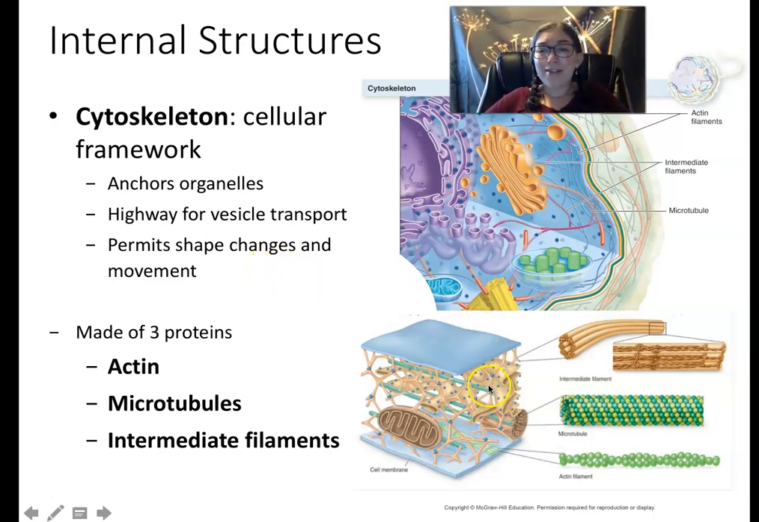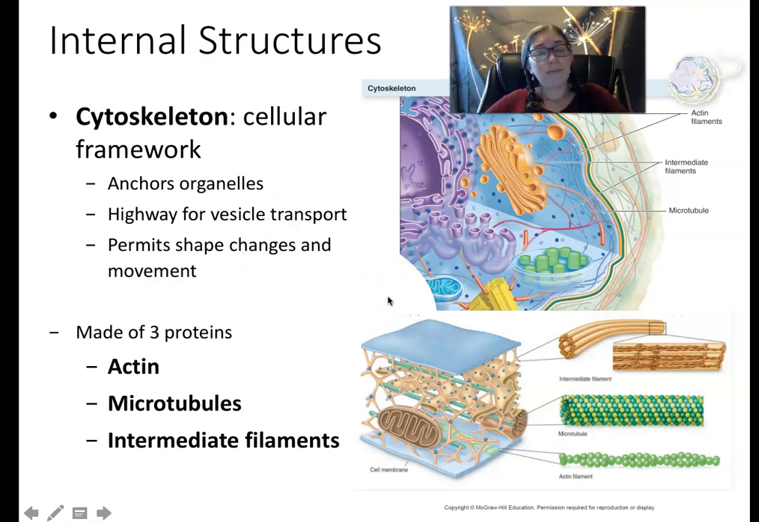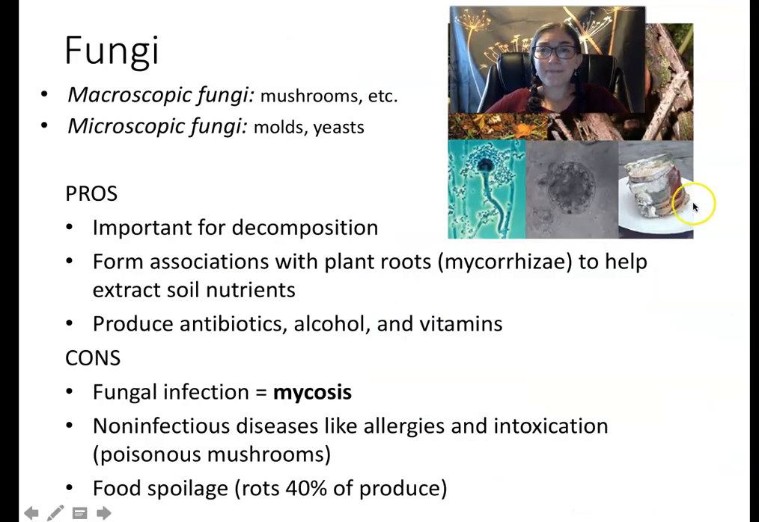They also act as sort of highways for vesicles to travel on as they go from the Golgi apparatus to different parts of the cell. And they're important in humans. You learn about them in anatomy and physiology when talking about muscles and muscle contraction. Actin binds to a protein called myosin, and that's how muscles contract. So cytoskeleton parts are still really important.